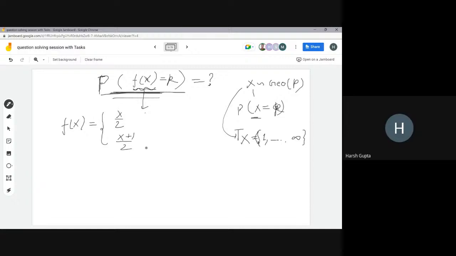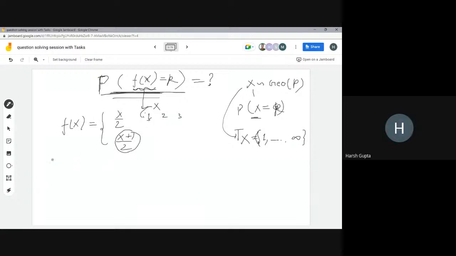Okay, and this x can take any value. Sorry, x, not f(x). x can take any value, and f(x) will take a value based on the value of x. So if x takes value 1, it will take this value 1. It will again follow 1, 2, 3.